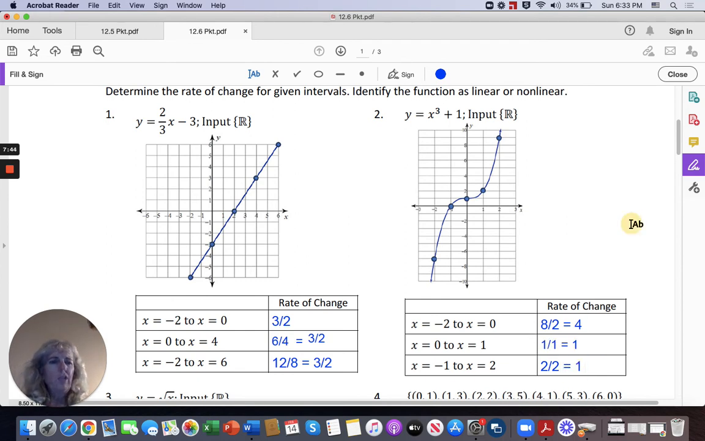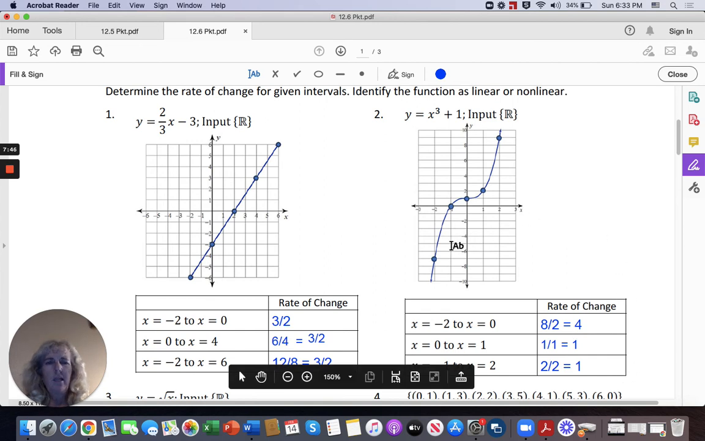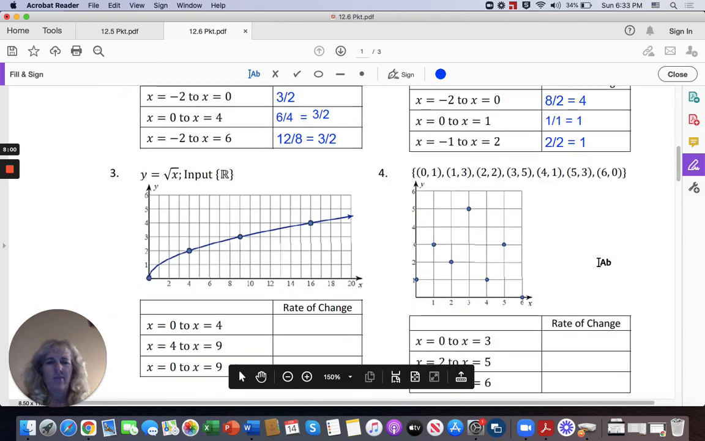So the rate of change can be different depending on the interval of x to the third, y equals x to the third plus 1. So again, you're inputting all real numbers. Here, you're just trying to find the rate of change between 2 points, and it can vary there, okay?